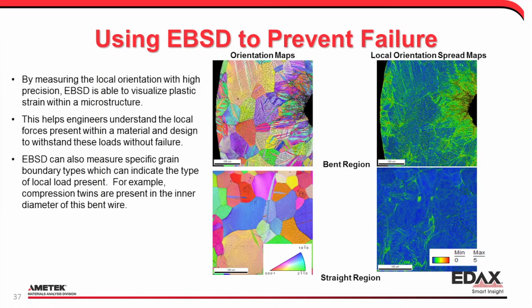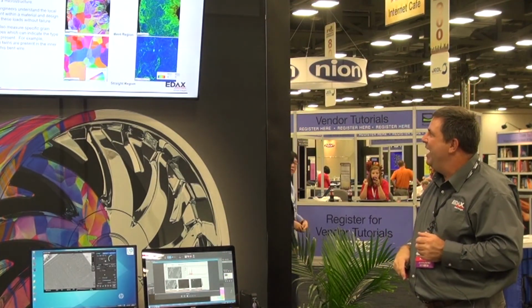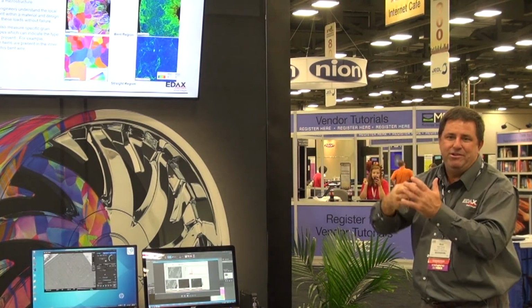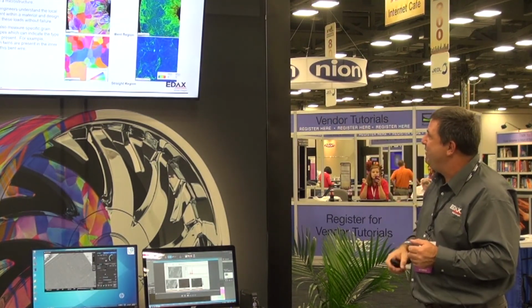If we look at the orientation spread map on the top right, you can see where it's bent, we get compressive and tensile strain implied, and it introduces plastic strain into those areas. And obviously you don't want it to break, so you can measure how much goes in there, how close it gets to failure in terms of the amount of plastic strain introduced.